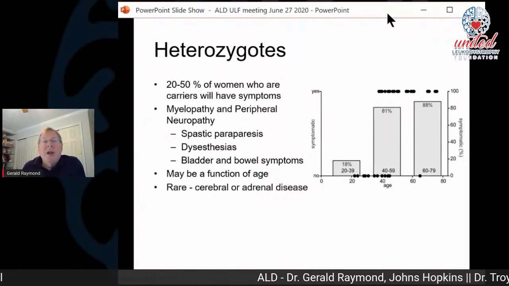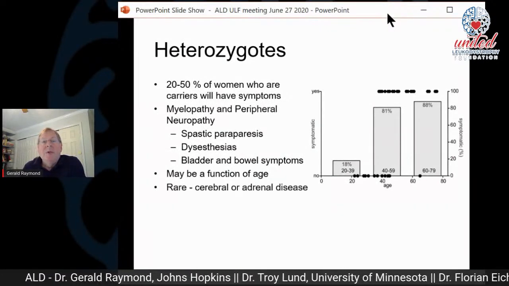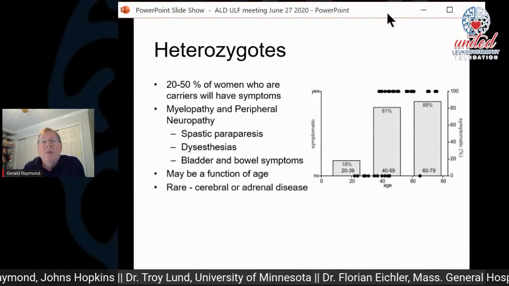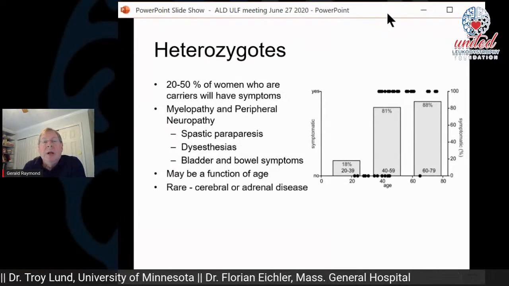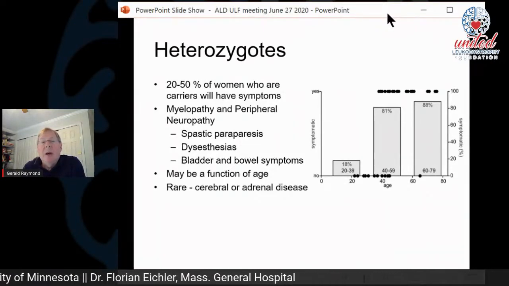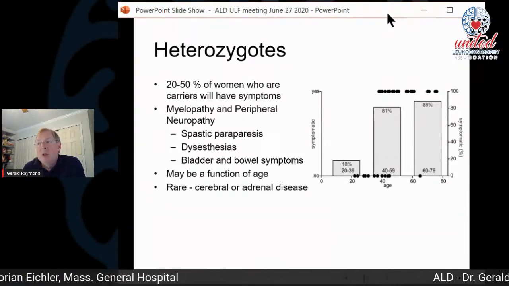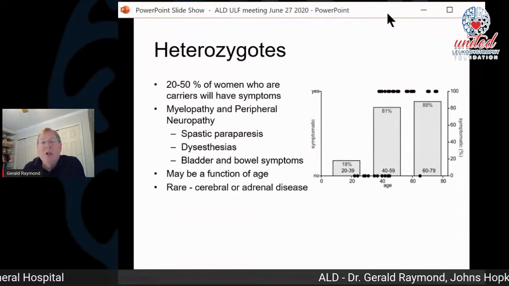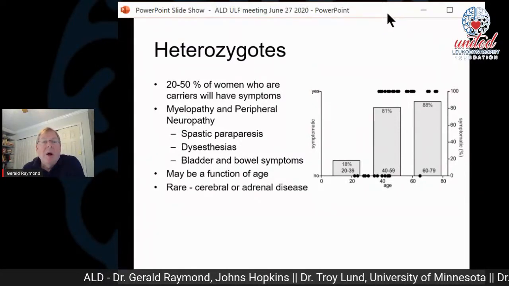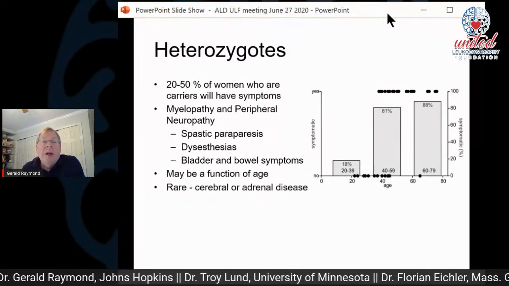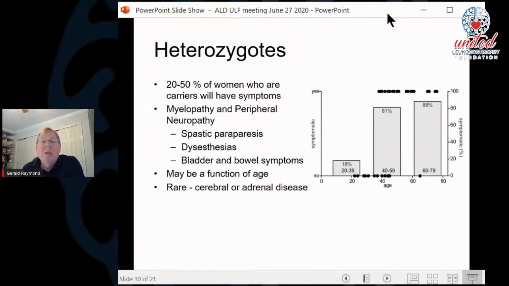Just so that we're not forgetting them, women have symptoms. About 20 to 50% of women who are carriers will develop some symptoms with age. It predominantly looks like AMN, and some groups feel very strongly that we shouldn't be calling them symptomatic heterozygotes, but actually affected individuals. They have spastic paraparesis, dysesthesias, and bladder and bowel symptoms. And certainly it is a function of age. And it's very, very rare that we see cerebral or adrenal disease.